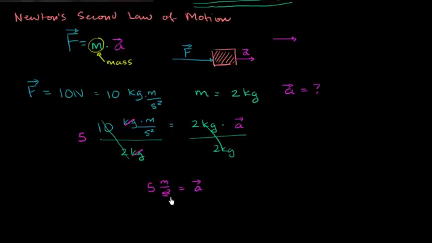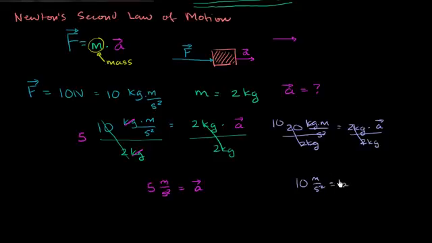Now, just for fun, what happens if I double that force? Well, then I have 20 newtons. I'll actually work it out. Then I have 20 kilogram meters per second squared is equal to 2 kilograms times the acceleration. Divide both sides by 2 kilograms. And what do we get? Cancels out. 20 divided by 2 is 10. Kilograms cancel with kilograms. And so we have the acceleration in this situation is equal to 10 meters per second squared.